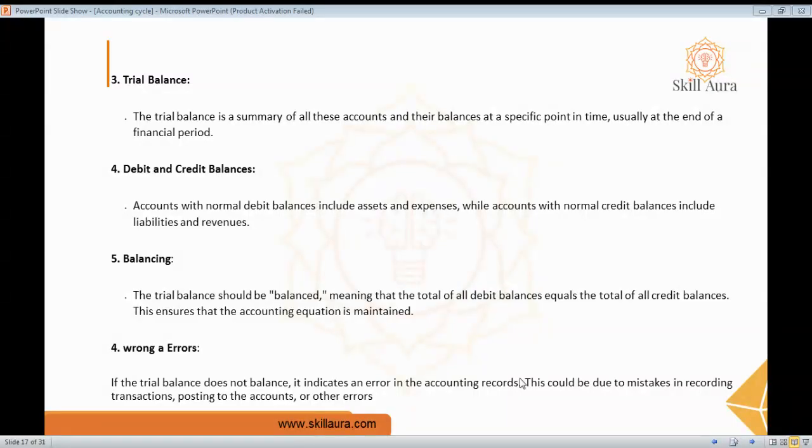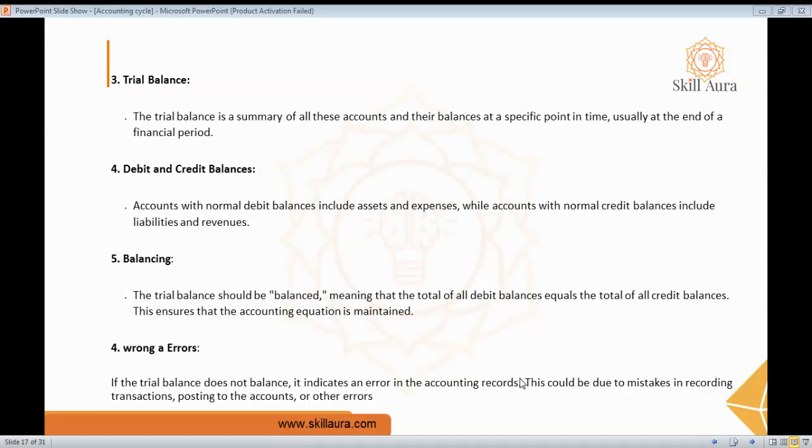And the next one is balancing. Here, the total debit must always be equal to the total of all the credit balances. It should be ensured that the accounting equation is maintained, with the accounting equation: asset equals liability plus equity.